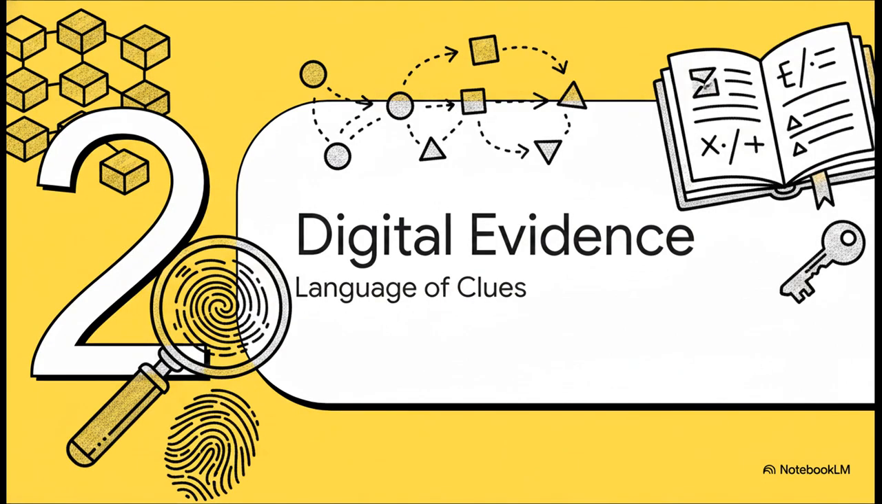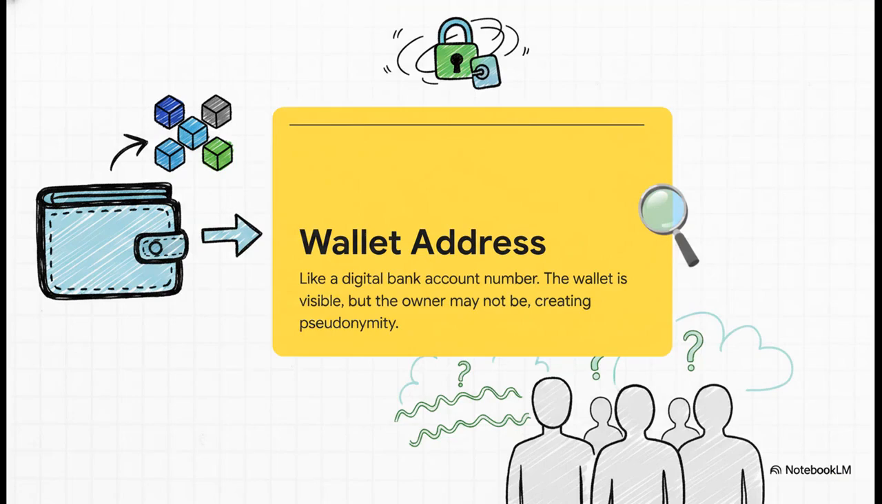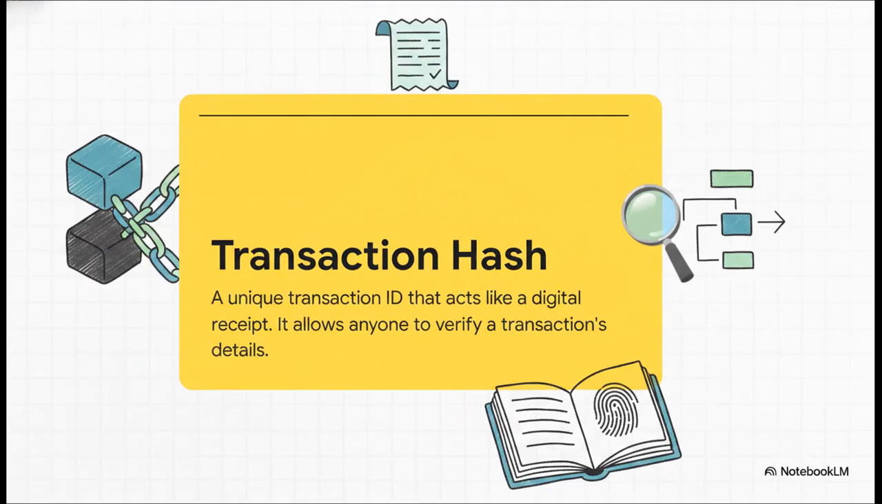Every good detective needs their toolkit, right? So let's start with the fundamentals. We're going to learn the language of the blockchain's most important clues. First up, we've got the wallet address. The easiest way to think about this is like a digital bank account number. It's totally unique, and it's how you send and receive assets. But here's the key difference. Your real-world identity isn't directly attached to it. That's why we say it's pseudonymous. The wallet itself is out in the open for everyone to see, but who owns it? That's the mystery.